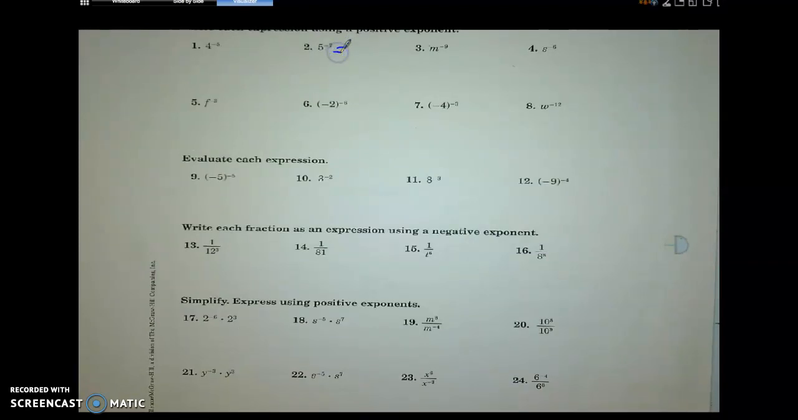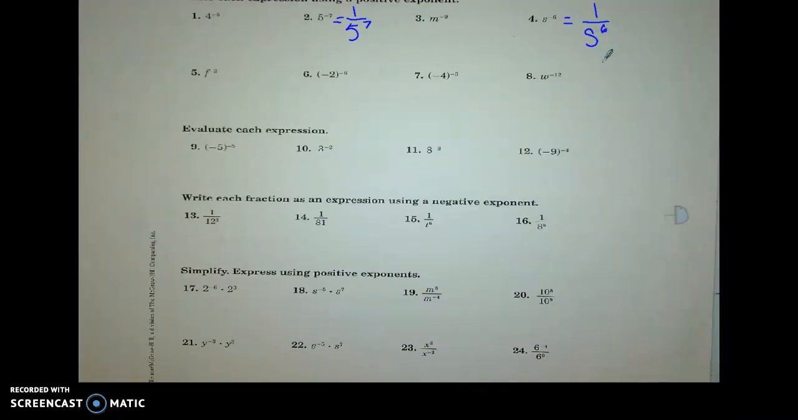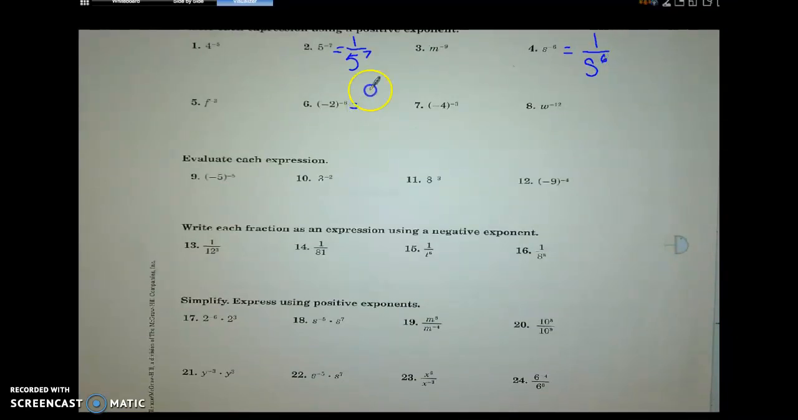When I look at number 2, that's going to tell me it needs to be a fraction, so it's going to be 1 over 5 to the 7th power. Looking at number 4, that's a negative exponent, so it turns into a fraction, 1 over s to the 6th power. Number 6, it's going to turn into a fraction. I'm going to keep my parentheses, and the exponent changes to positive. So it's negative 2 to the 6th power.